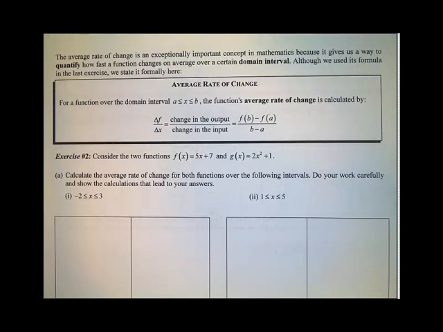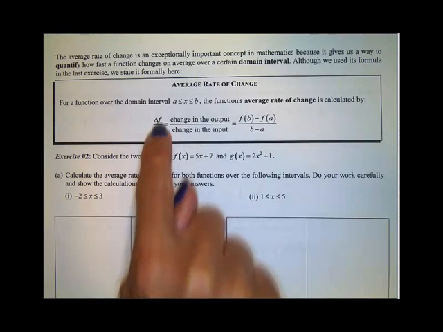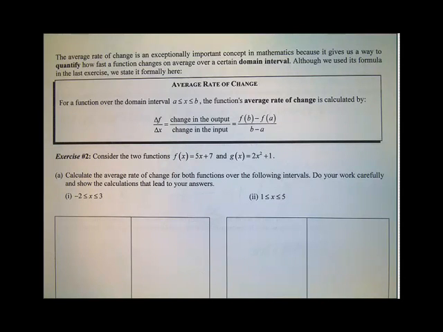The average rate of change is an exceptionally important concept in mathematics because it gives us a way to quantify how fast a function changes on average over a certain domain interval. Although we used its formula in the last exercise, we state it formally here: change of f over change of x, which is the same as change of y over change of x. The change in the output over the change in the input is f of b minus f of a over b minus a.